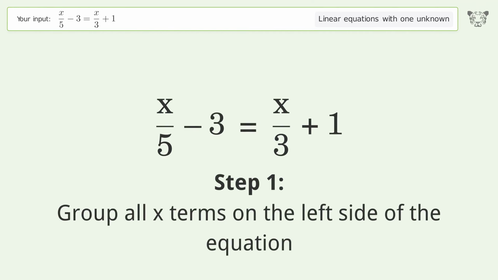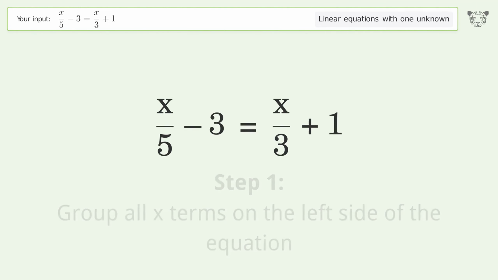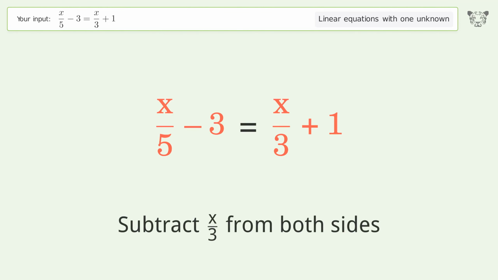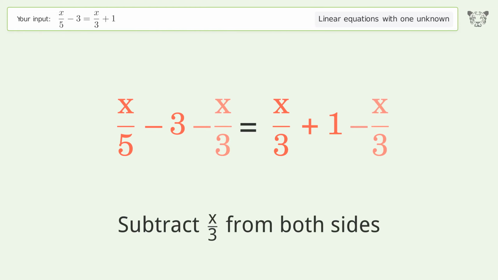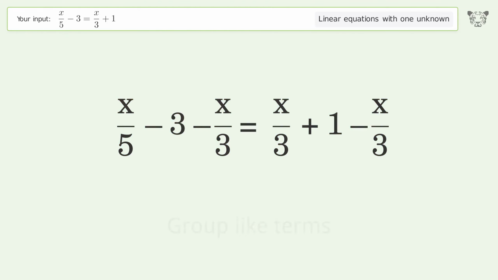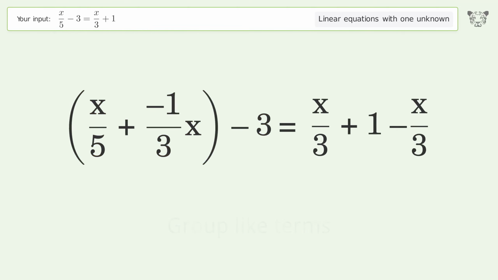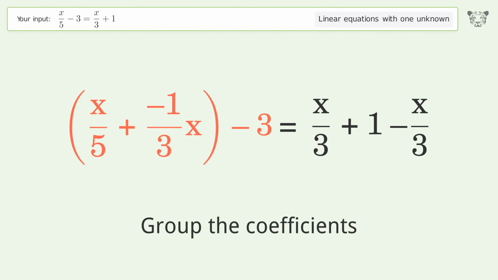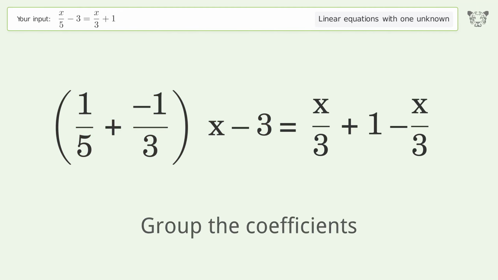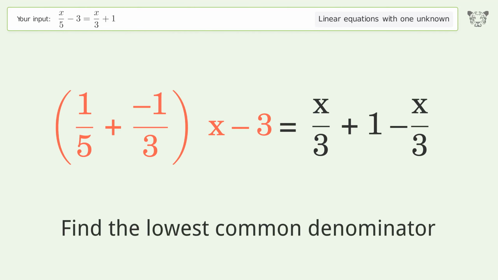Group all x terms on the left side of the equation. Subtract 10/3 from both sides. Group like terms. Group the coefficients. Find the lowest common denominator.